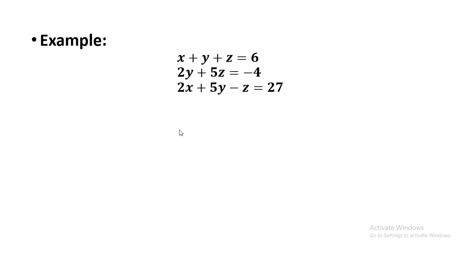Okay, now here I have taken a 3 by 3 system. Now 3 by 3, how can I say it's a 3 by 3 system? See, it has 3 dimensions. 3 variables are involved out here: x, y and z, right? So there are 3 variables.